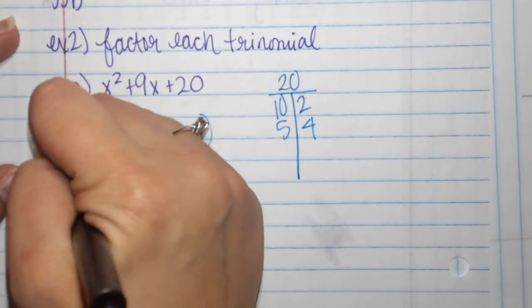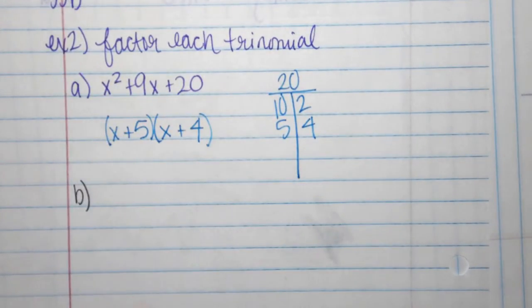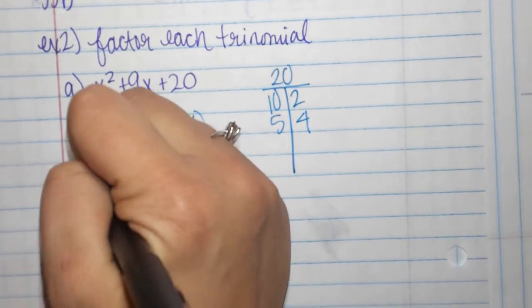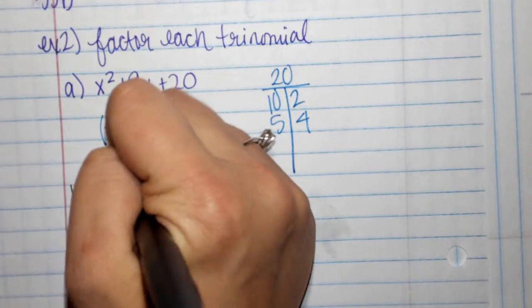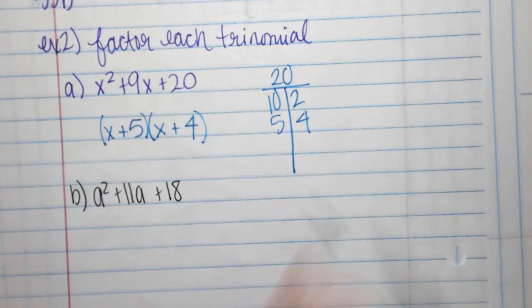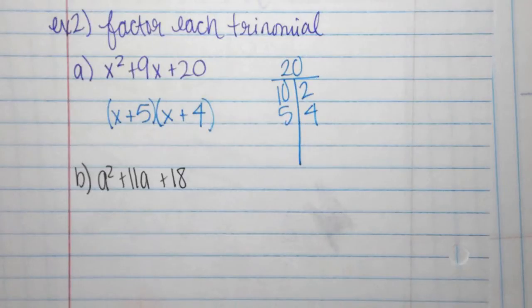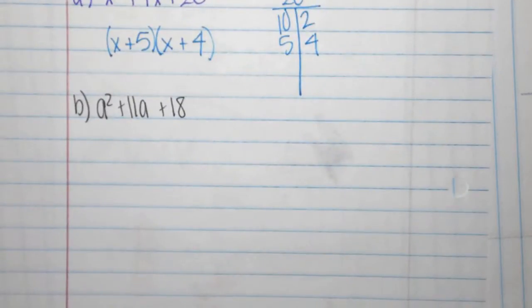All right. B. I would like you to try this one without me. What is it? A squared plus 11a plus 18. I'm going to hurt you. Well, if Saxon would stop talking, I would be able to tell you.